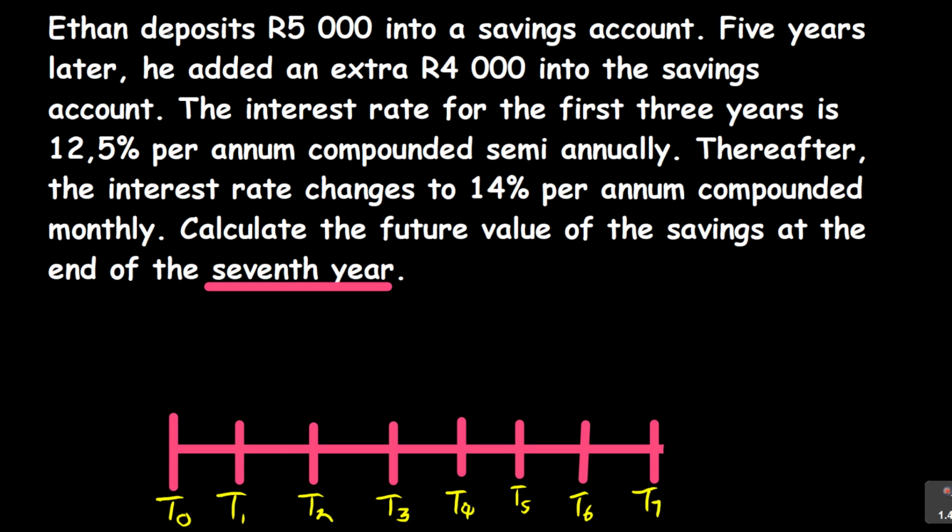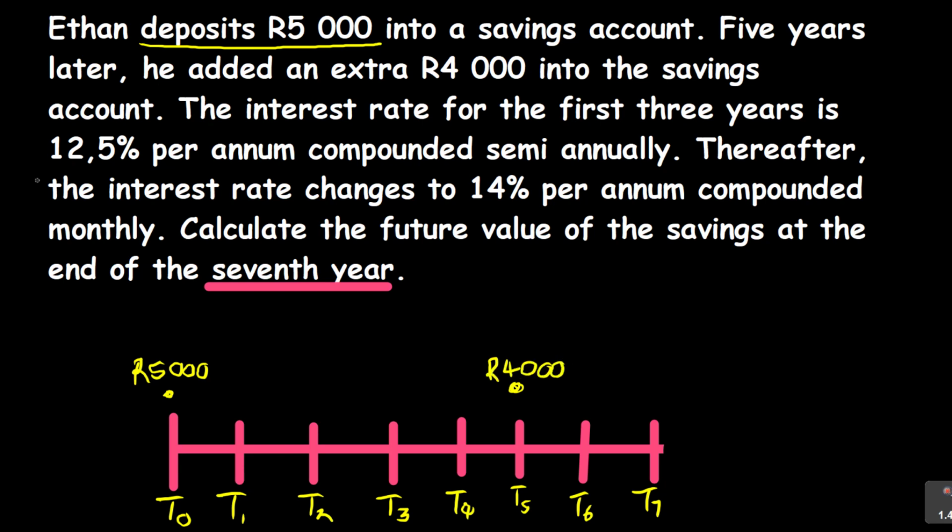It says deposits. So when you're depositing, you are adding money into an account. So this is at the beginning. You start from T0 here, and at this point you are adding money, and the money that you are adding here is 5,000. That's what they told us. He deposited 5,000 into this account, and 5 years later he added an extra 4,000 into the savings account. So here there's another money that was added, which is 4,000.